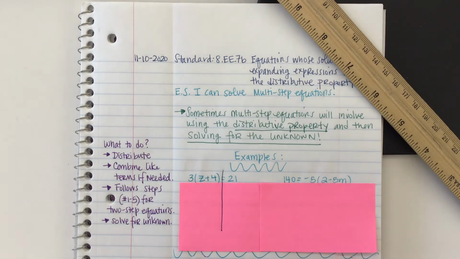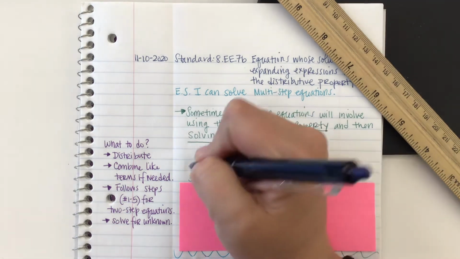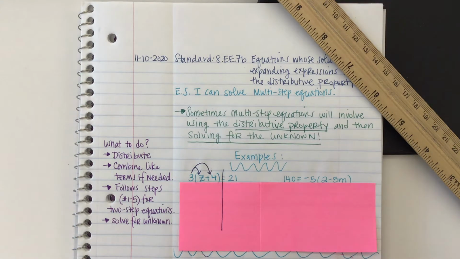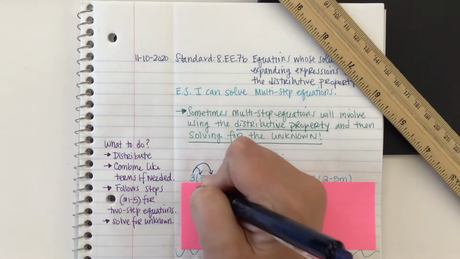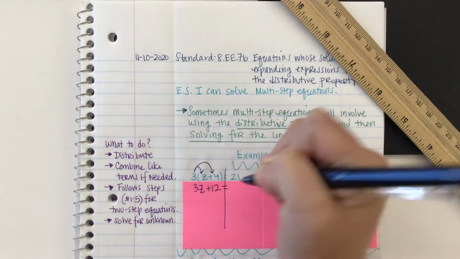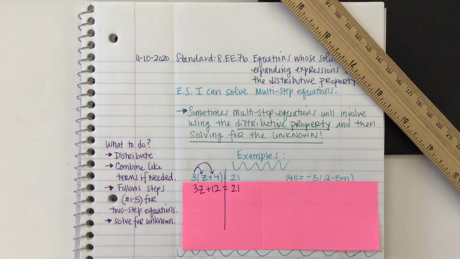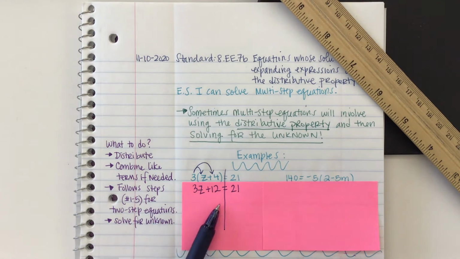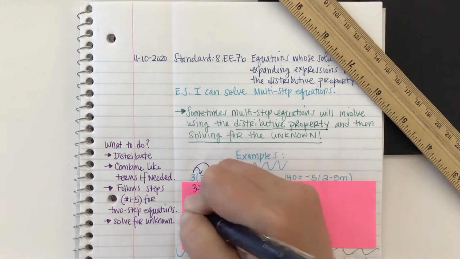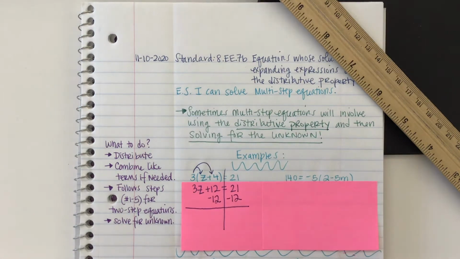The next thing you need to do when you see parentheses is take the number in front of the parentheses and draw your arrows. The arrows signify multiplication and distribution. Multiply that to everything inside the parentheses. So 3 times z is 3z, 3 times 4 is positive 12, and that's equal to 21. And now it's just a 2-step equation. Find the side with the variable. Find the number not attached to the variable and perform the opposite operation. Whatever you do to one side, you must do the same thing to the other.